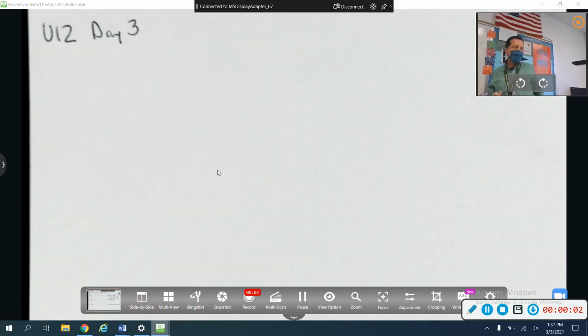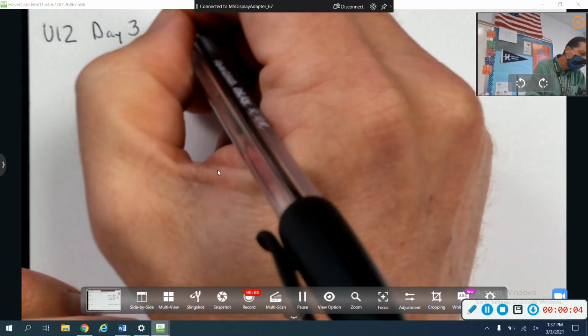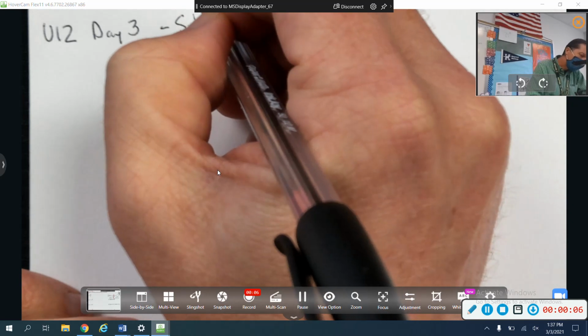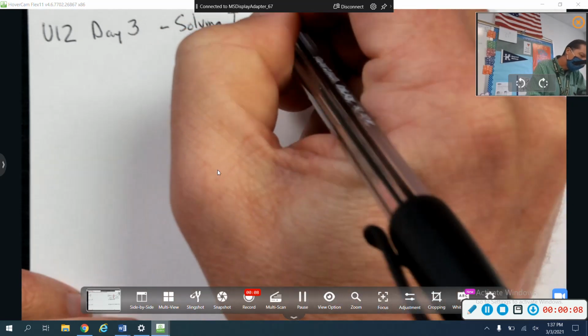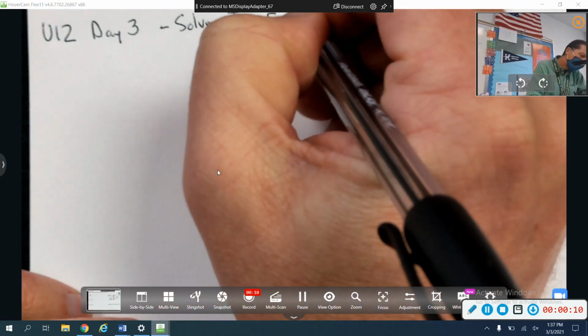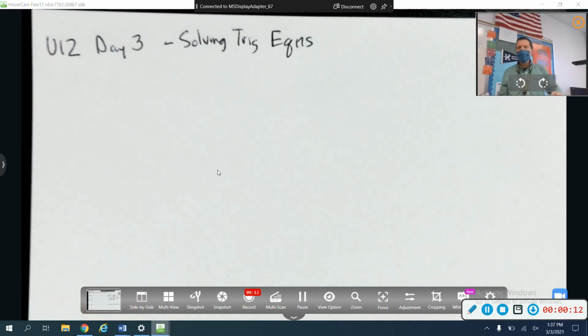Right, Unit 12, Day 3. We're still solving, the whole unit is solving trig equations. The first day was graphically. We graphed them and did the second Calc 0 thing. Day 2 was the 3 tricks that we just reviewed, how to find the other angle: plus or minus for cosine, pi minus for sine, plus pi k for tangent.